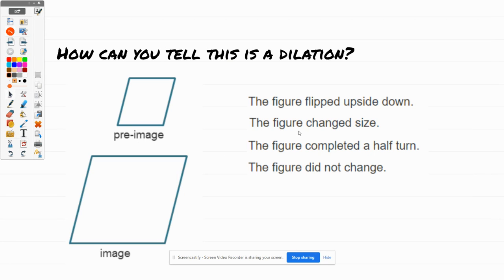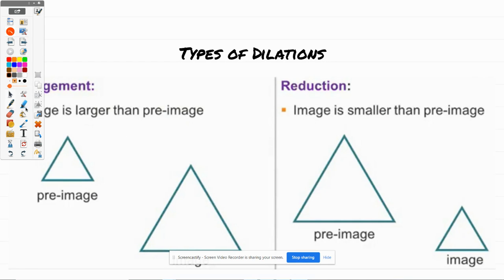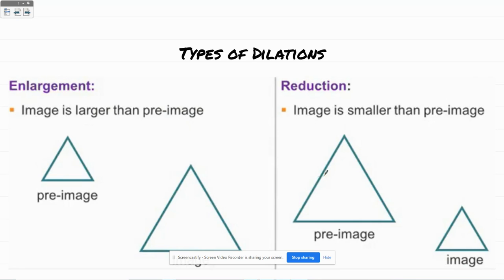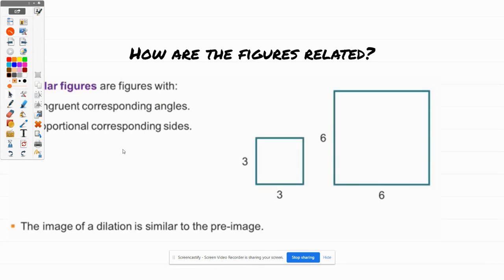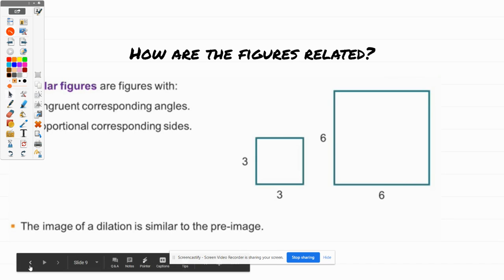So how can you tell if it's a dilation or not? It's not about flipping, it's not about turning, and it's not about keeping it the same. It's about changing the size. So if it's a dilation, you know that it was a size change. And this was also a pre-image to this. This is an enlargement. So you can have an enlargement that will get bigger, or you can have a reduction that will get smaller. Always go from what's original to the new guy to tell what's happening.